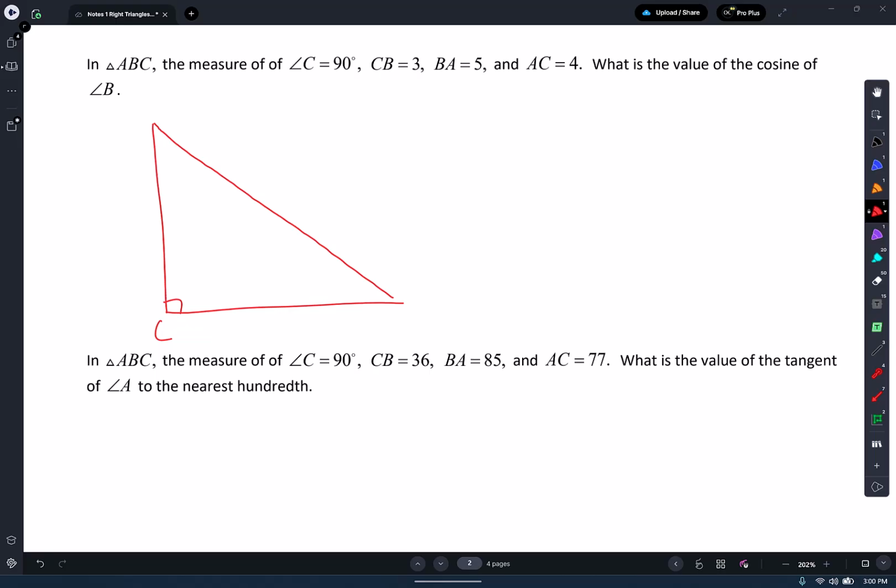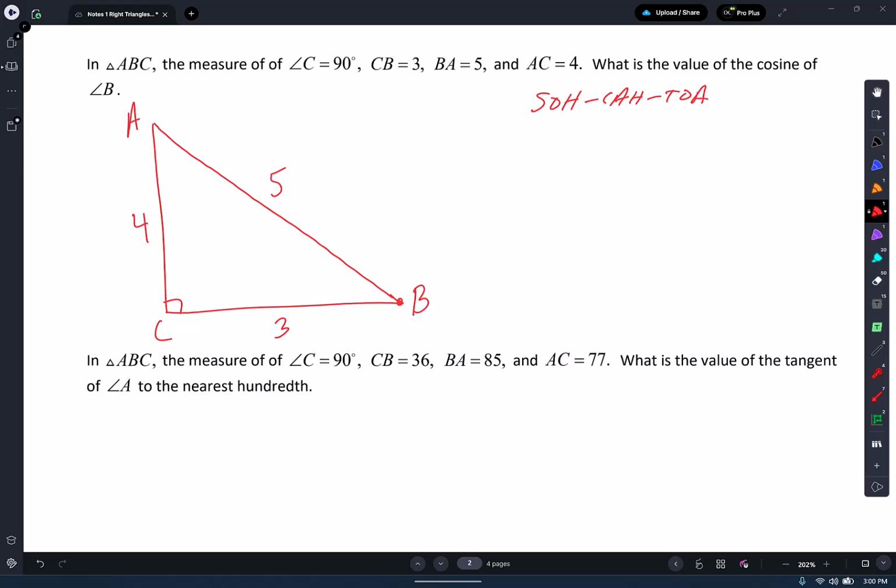And then it says CB is 3, so it doesn't matter where you put the A and the B vertices now. It says CB 3, so I'm going to put 3 right here. It says BA 5, so I'm going to put 5 right here. And it says AC 4, so I'm going to put 4 right there. So that's a 3, 4, 5 triangle. It is a special triangle, but it's not a big deal. Okay, and now it says, what is the value of cosine of angle B? All right, so I'm going to write SOHCAHTOA.